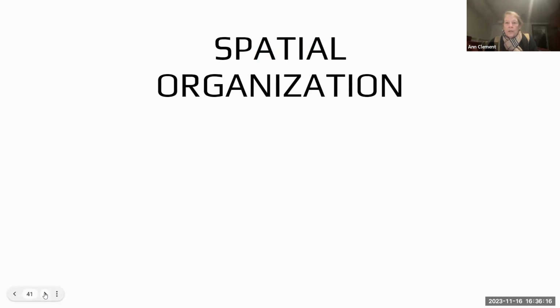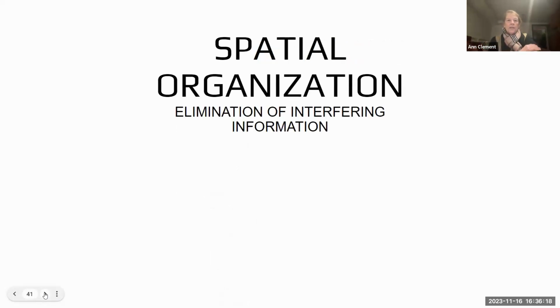Okay, spatial organization. How do the children organize in space? One is the elimination of interfering information. If you look at most children's worksheets, like the one I just showed you before, there's stuff all over it. Sometimes you just want to block it out or cut off some of the extra stuff so they don't have to be so overwhelmed with all the stuff on a page.